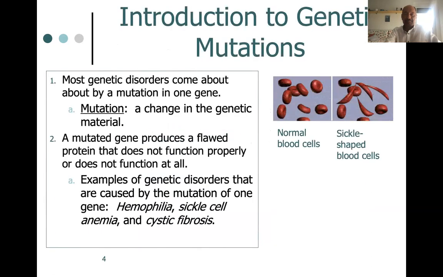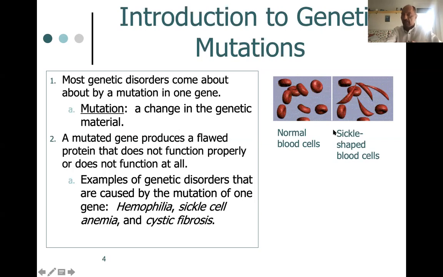In fact, let's start. So now we will start to speak in general about mutations. What is a genetic mutation? A mutation is always a change in the genetic material. And of course, a mutated gene can produce a flawed protein that does not function properly or does not function at all. There are many examples of genetic disease that are related to the change in one particular gene. Typically, these are hemophilia, sickle cell anemia, and cystic fibrosis, but there are many, many others.